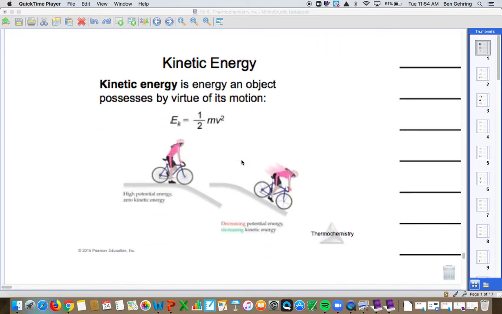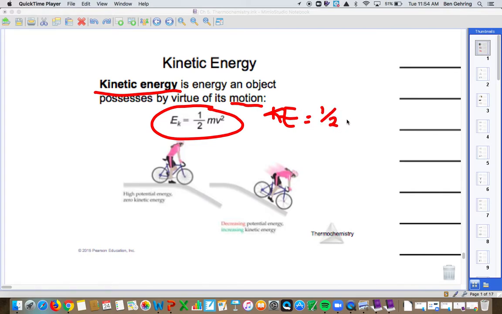For starters, there's a couple different types of energy. The first one's kinetic. The kinetic energy of an object is energy due to motion. And there's an equation for this, which is E sub k, or I always just say KE. KE is equal to 1/2 times m times v squared.